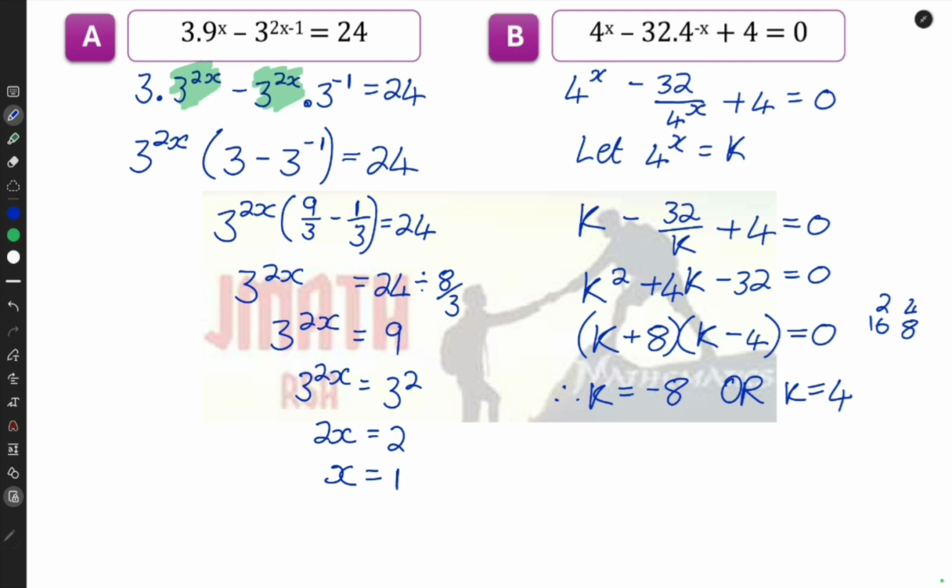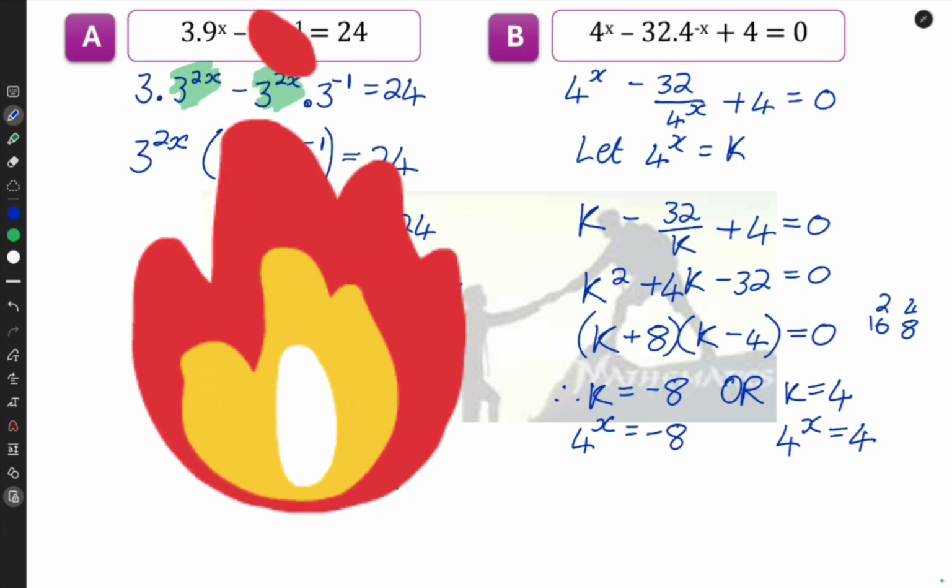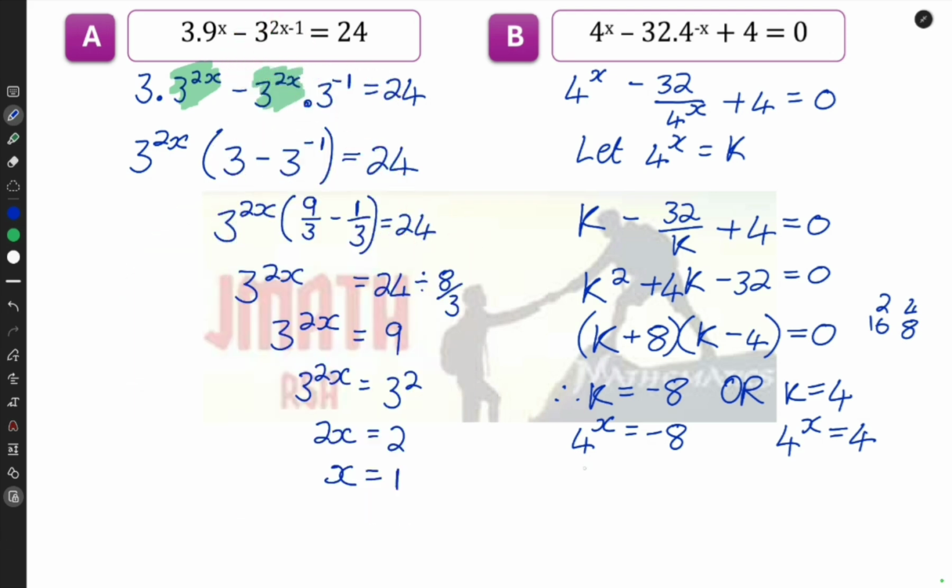I'm not trying to solve for k, so I must replace my k value with 4 to the power x again. 4 to the power x equals minus 8, or 4 to the power x equals 4. Now, big red lights need to go off. If my base is positive and the answer is negative, then it is a no solution. No solution. There is no exponent in the world that can change a 4 into a minus 8. And if there is one, you're not going to learn about it at school. So just write no solution if you see that case. The other one, bases are the same, so therefore x equals 1.